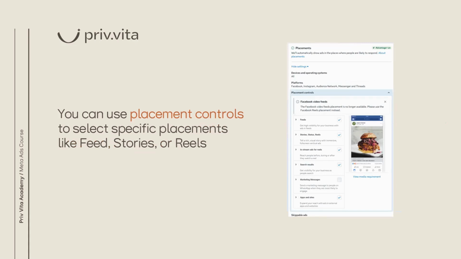And finally, we have placements. Most people use this to select specific placements like feed, stories, or reels, but you can also choose device types like mobile or desktop. You can even select operating systems. You'll probably never use the operating system, but just know that you can. I have only used it once, and that was to sell phone cases, so it made sense for my case.